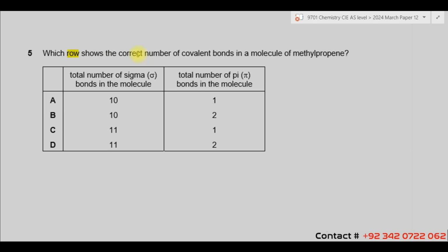Question 5. Which row shows the correct number of covalent bonds in a molecule of methylpropene? We have to find the number of sigma bonds and number of pi bonds. Let's draw methylpropene. In propene, we have 3 carbons in a long chain, 1, 2, 3. As it is propene, the double bond can be on this side or that side. Methylpropene means methyl is the substituent. The rest are the hydrogens. We have the double bond, and hydrogen atoms.